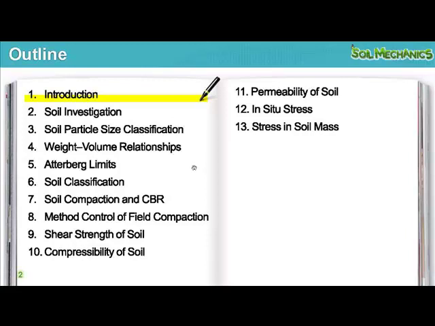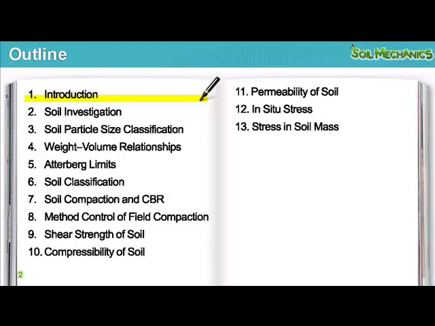And chapter 4 is weight-volume relationship. We will study a lot of soil parameters in lesson 4. That is the relationship between weight and volume of soil, and we can find more soil parameters from this lesson.